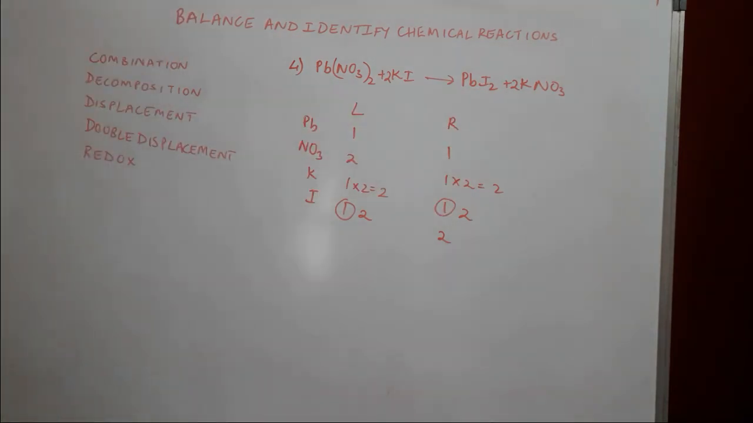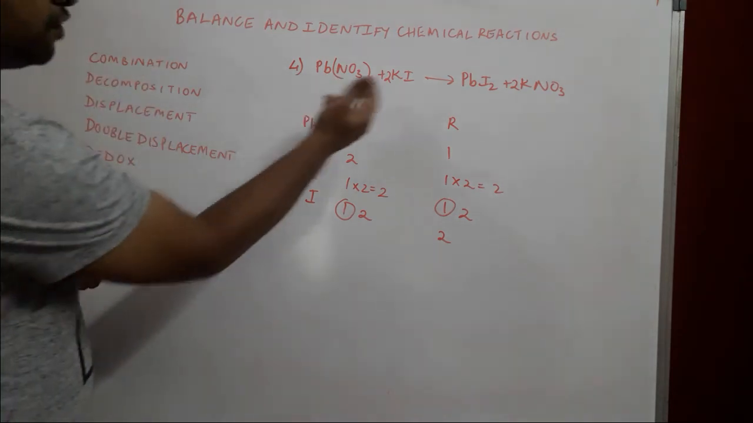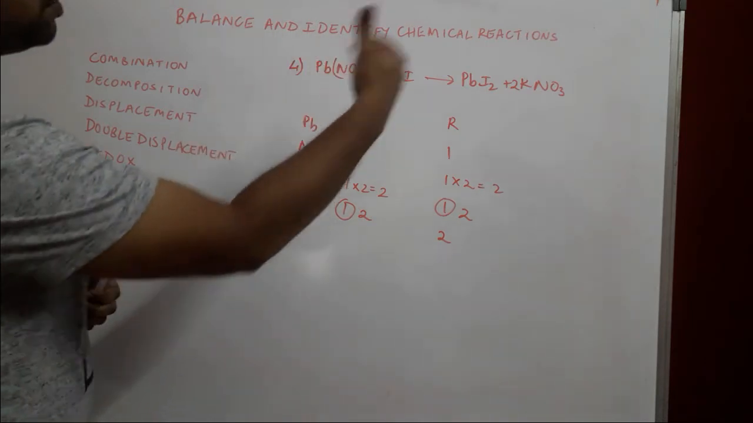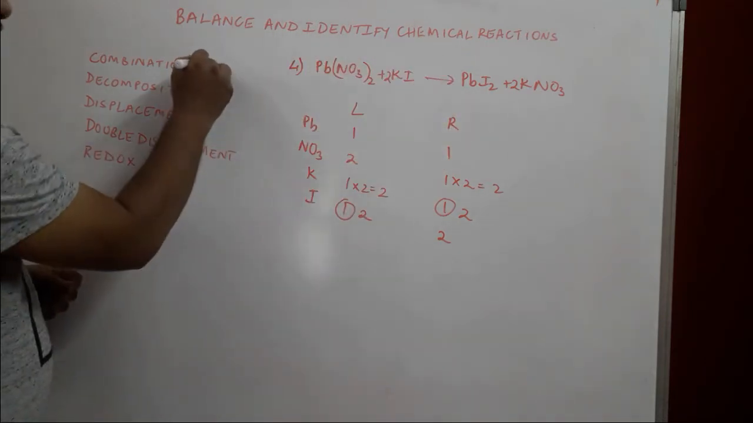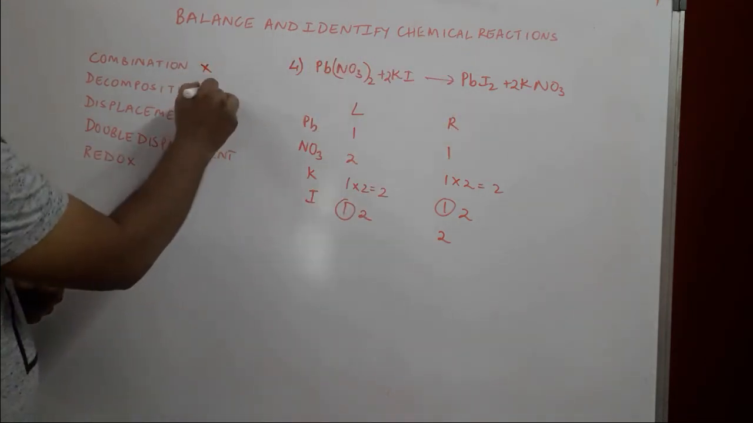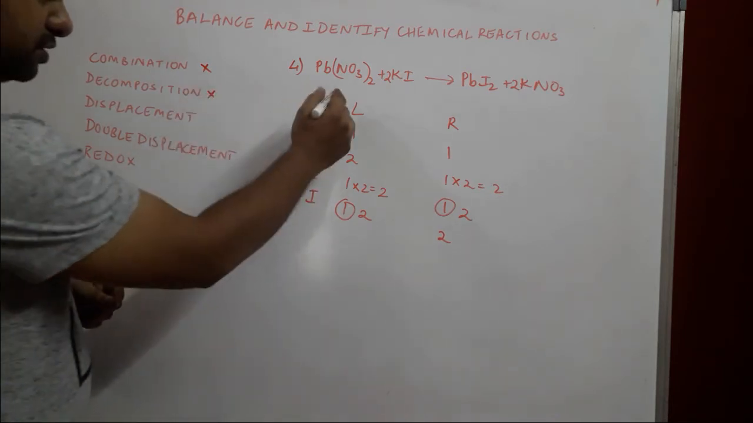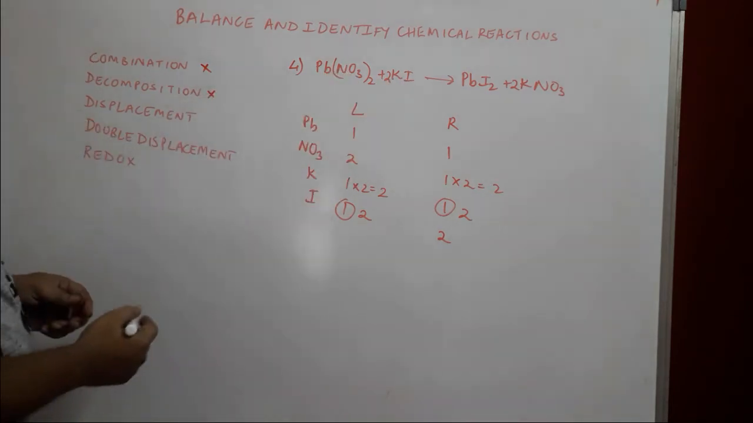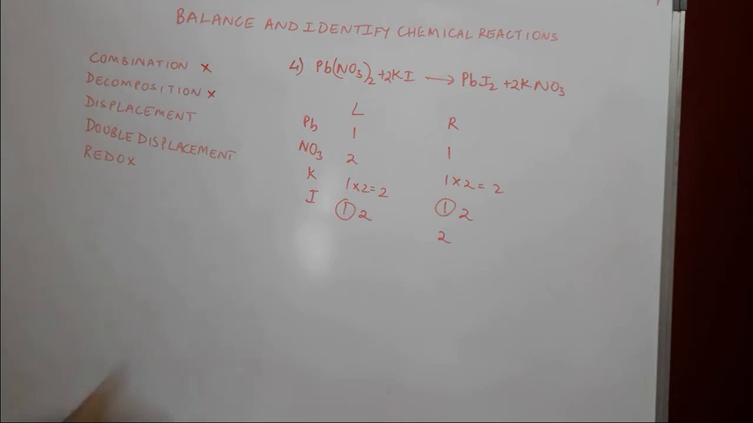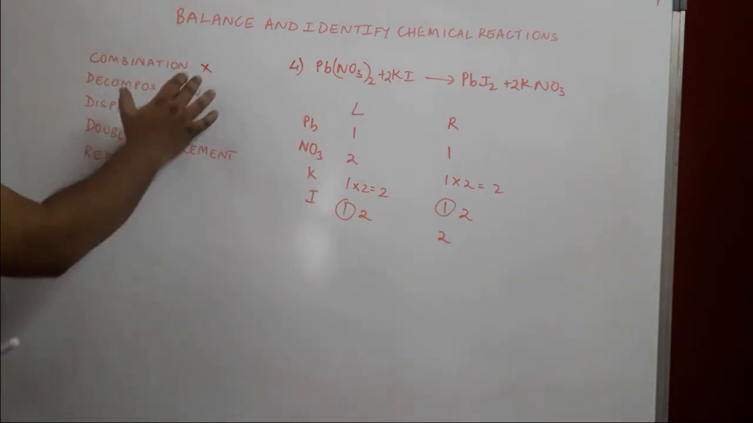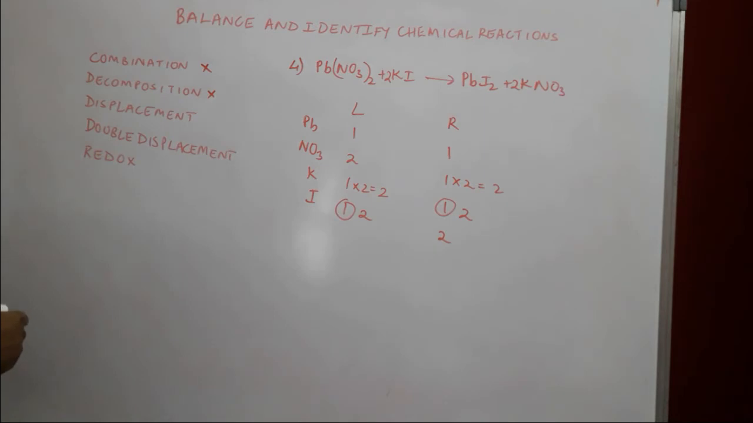Let's check what type of reaction this is. Is this a combination reaction? We have 2 reactants, but it is giving us more than one product. So we rule out combination reaction. We can rule out decomposition also because there is more than one reactant. So what type of reaction is this? We ruled out combination and decomposition.